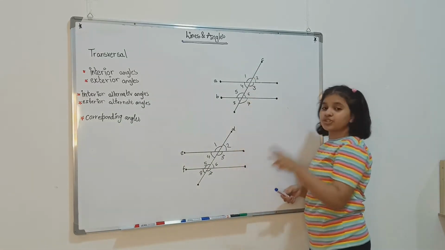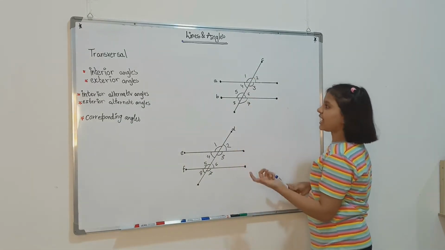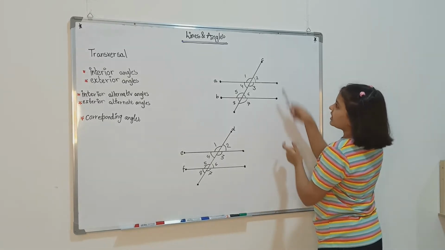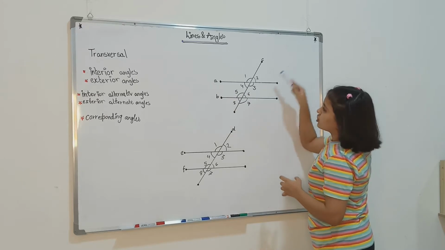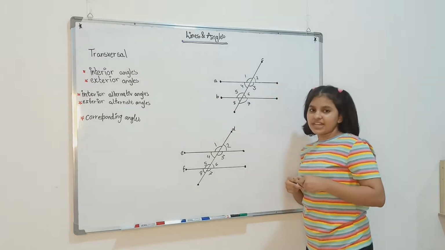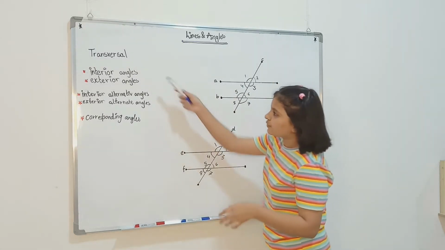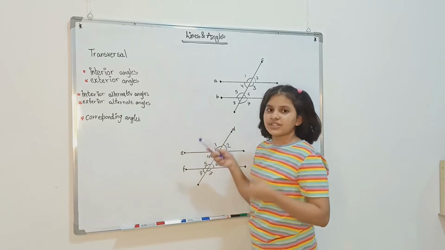A line which cuts through two lines is known as a transversal line. Like in this figure, line C is cutting through line A and line B. So this means that line C is a transversal line. Now let's see how to find out these angles in a transversal line.